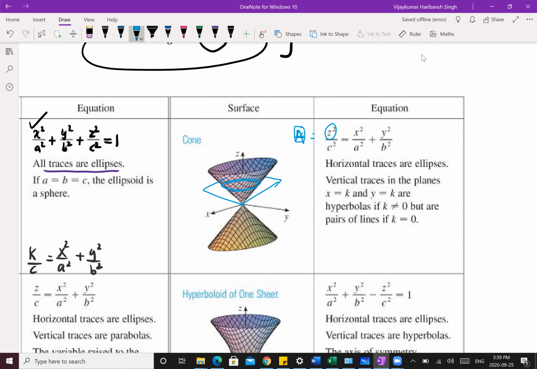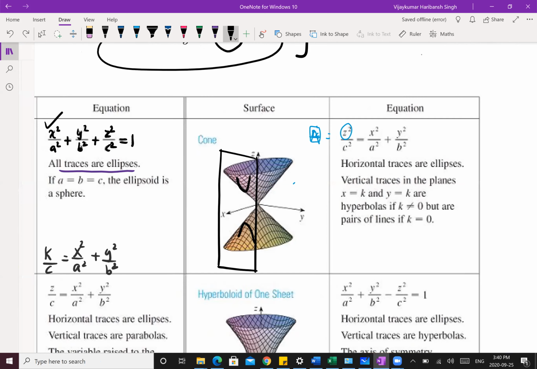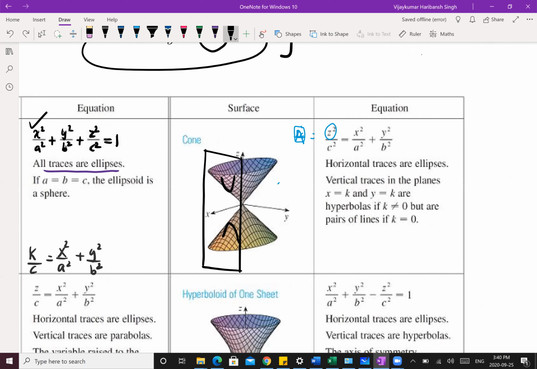However, if I cut it vertically, what structure am I getting? So vertically, if I cut it, then I'm getting essentially a hyperbola. So vertical traces in plane x equals k and y equals k are hyperbolas if k is not 0. But suppose k equals 0, then what do I get? I'll get a pair of lines, right?